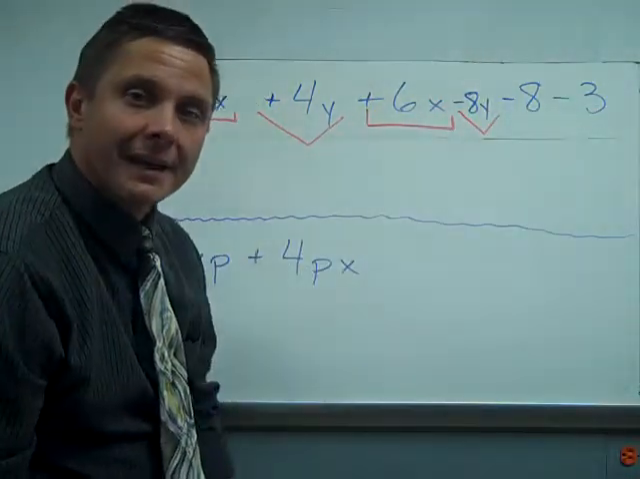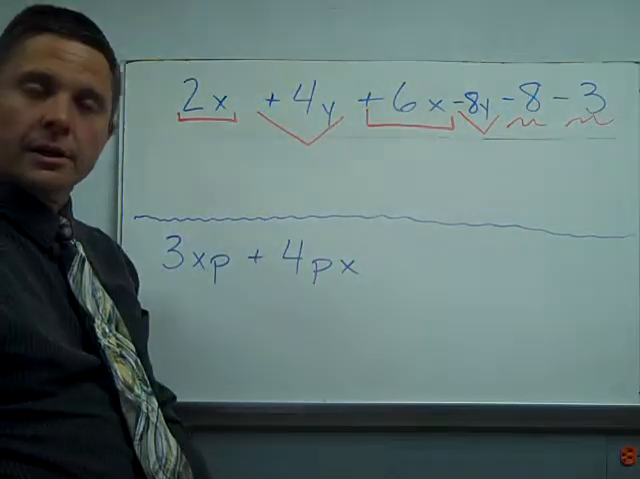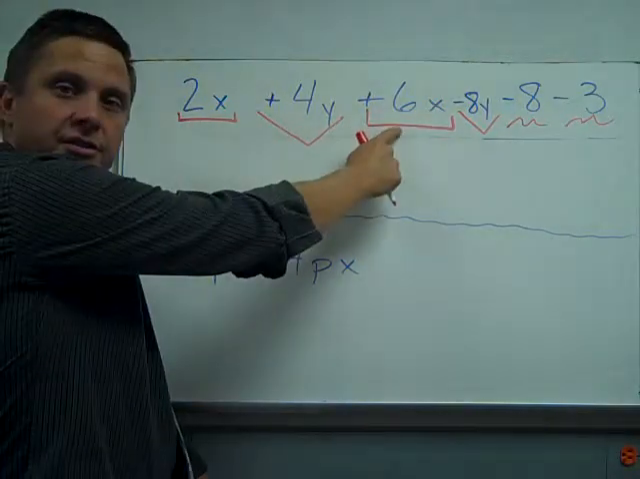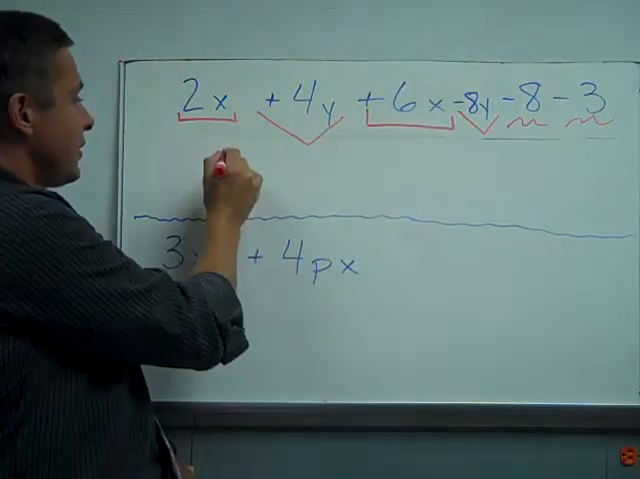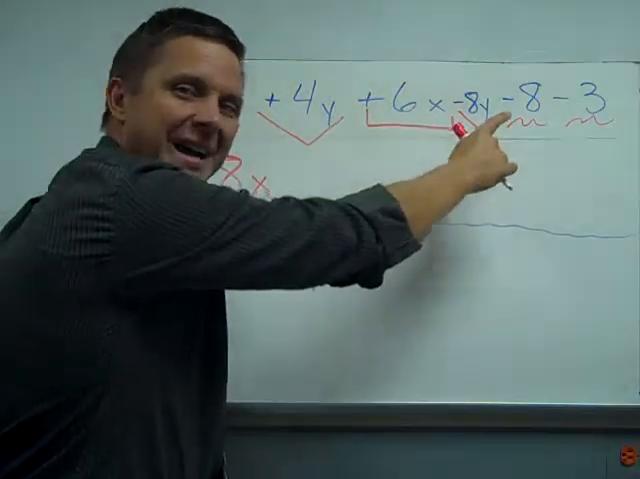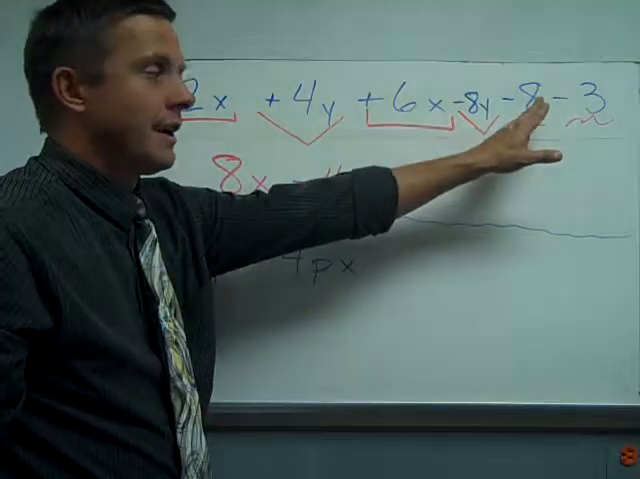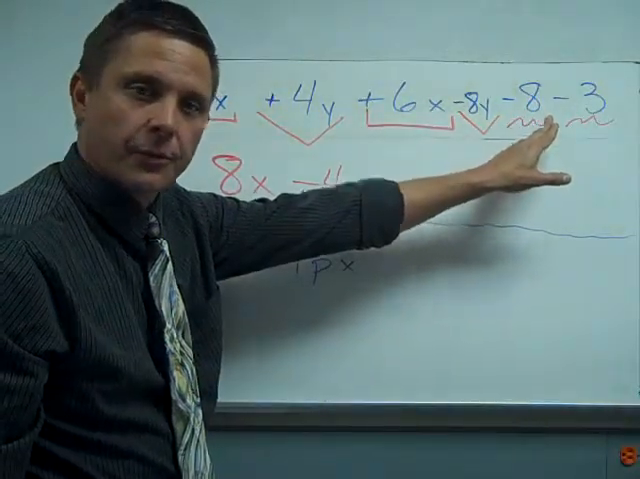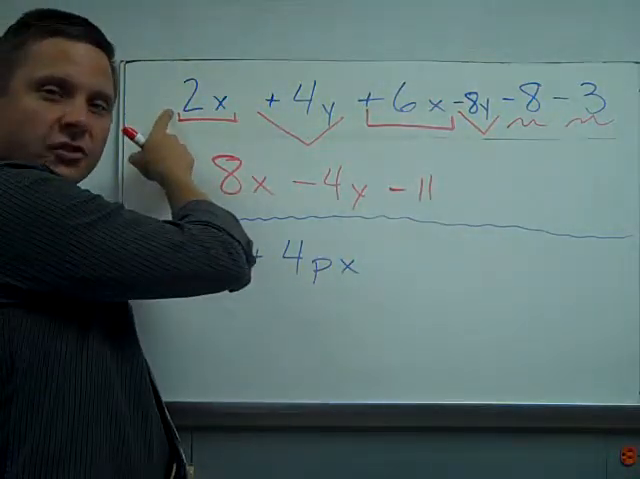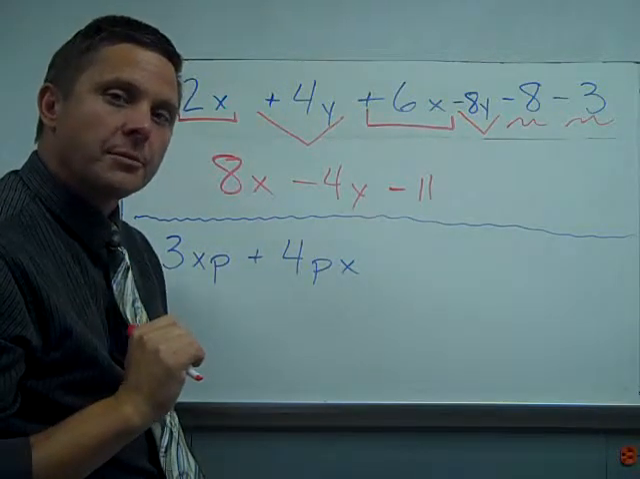Negative 8, negative 3, not the same. Negative 8 and negative 3 are both values, so they are like terms. Now I've marked them all. Now I just have to do the combinations. 2x plus 6x. Well, 2 plus 6 is 8 x's. Plus 4y minus 8y. 4 minus 8, how about negative 4 y's? And then both to the left, negative 8, negative 3, negative 11. And we've simplified this 6-term expression to a 3-term expression. Again, by picking out the like terms.